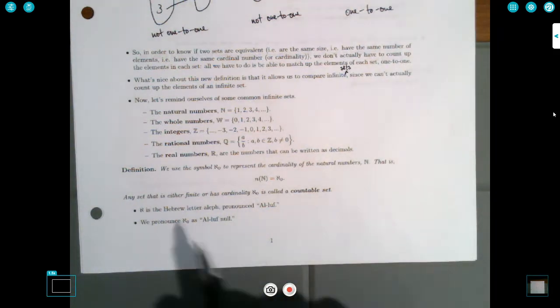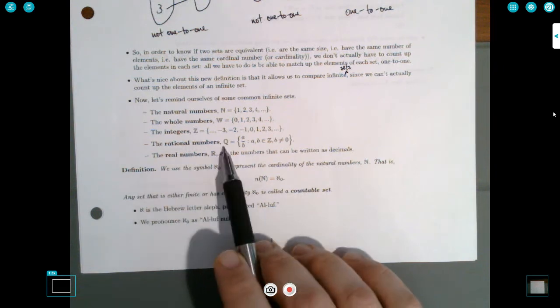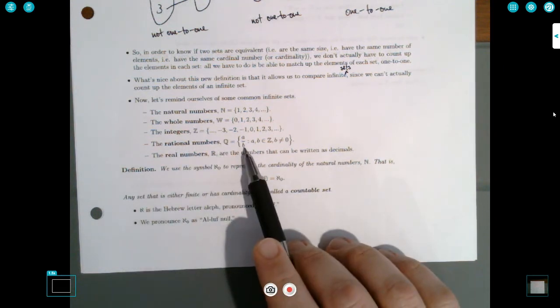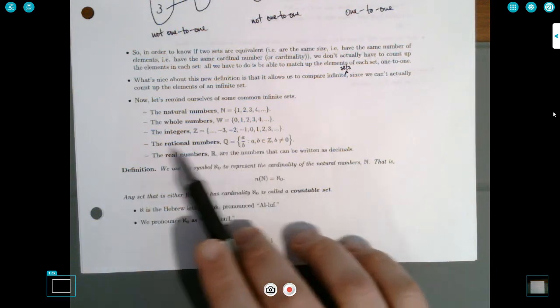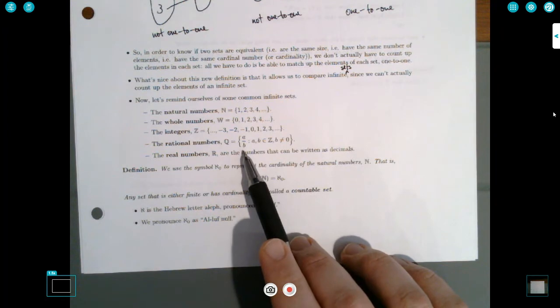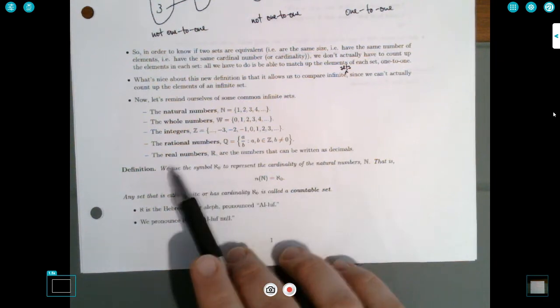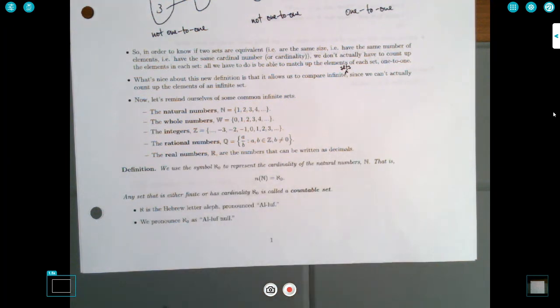And then we have the kind of weird sets. The rational numbers, Q. This is the set of numbers that can be written as a ratio of 2 integers. So they're rational because you can write them as a ratio of 2 integers. In other words, it's the set of all numbers that can be written as fractions. And then you've got the real numbers, R. The real numbers are the set of numbers that can be written as decimals.